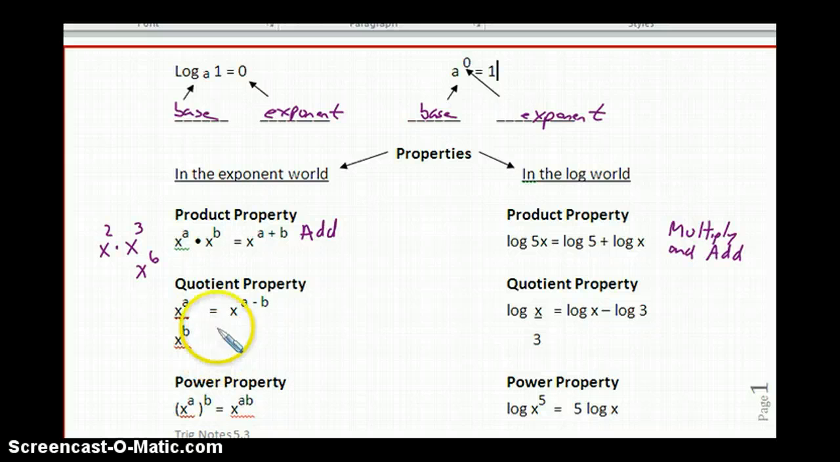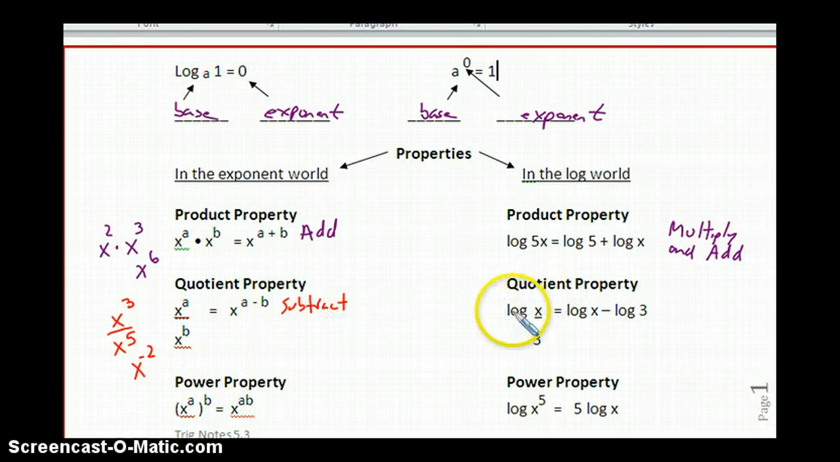If we think about the quotient property, if you have x raised to a power and you're dividing it by x raised to a different power, so x to the third over maybe x to the fifth, we would say here that we would subtract the exponents. We would get x to the negative 2 when we did this. So we would subtract the exponents.